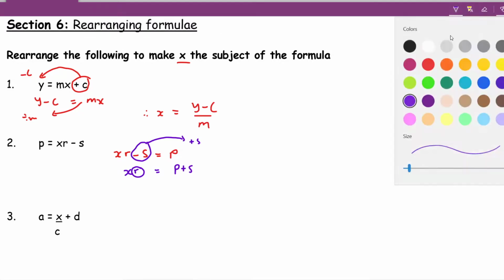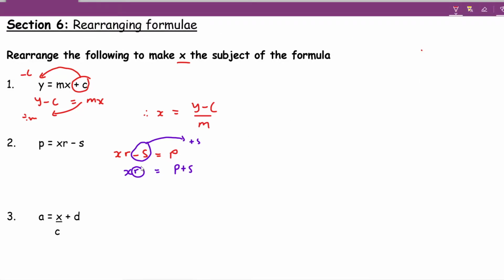Let's just do that in a different color. Grab this r, take it to the side. The opposite of times r is divide by r. So I'm going to end up with x equal to p plus s, all divided by r.